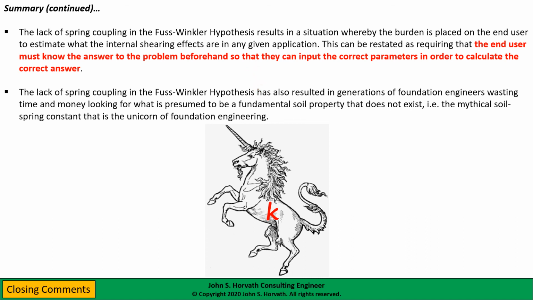So as a result of this lack of spring coupling in the Fuss-Winkler hypothesis, unfortunately there have been generations of foundation engineers that have wasted their time and money looking for a fundamental soil property that doesn't exist. All right, this mythical soil spring constant is not a fundamental soil property. Never was, never will be. It is, as I've called it, the unicorn of foundation engineering. And it's about time, I think, that we abandon it.